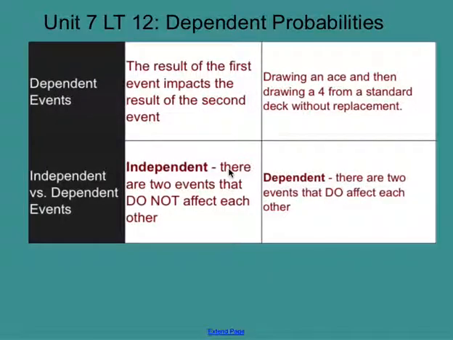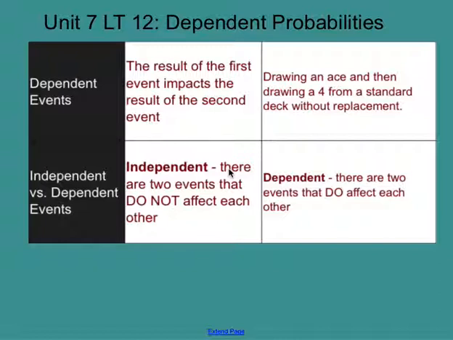Hey ladies and gentlemen, this is Miss Humbert here, and today we're going to be doing Unit 7 Learning Target 12. So we're going to be talking about dependent probabilities. On the previous note we talked about independent, and that's where the two events did not affect each other. Well, guess what? Today they're going to. So dependent events are when the result of the first event is going to impact the second.